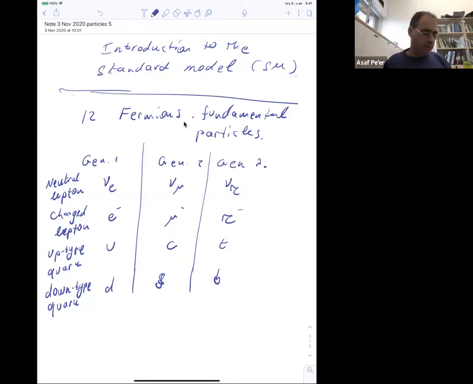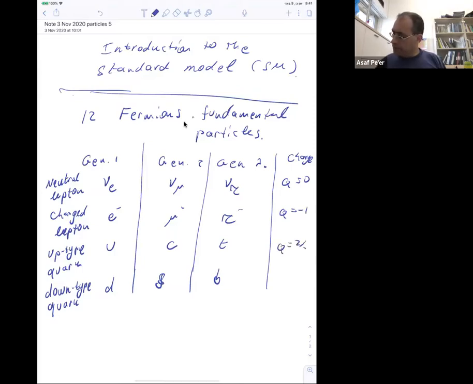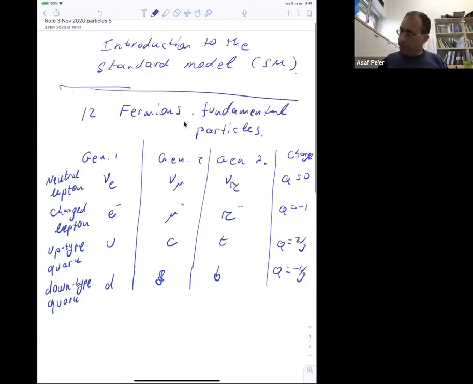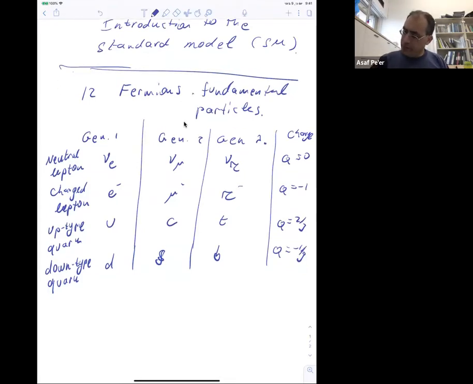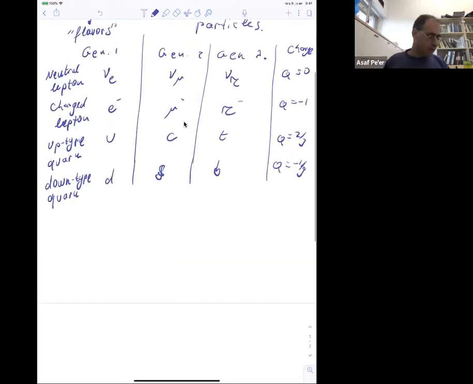I'm not sure if the names mean anything. And the charges they carry: neutral for the neutrinos, and the charged leptons always have a minus charge. It's a convention after all, right? Thomson could have decided that the electron carries a positive charge. The up quark carries plus 2/3, and the down type minus 1/3. Now, these 12 fermions are known as flavors. So we say we have 12 flavors of particles. I'm not even sure why, but this is the reason.